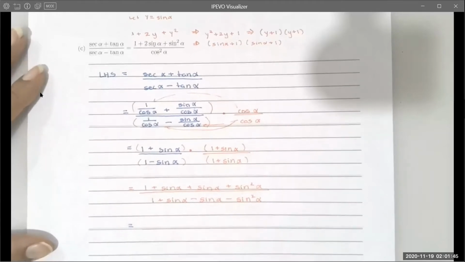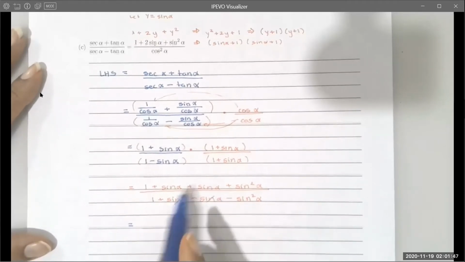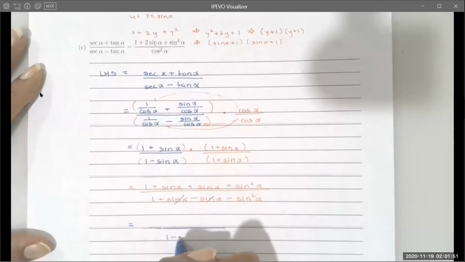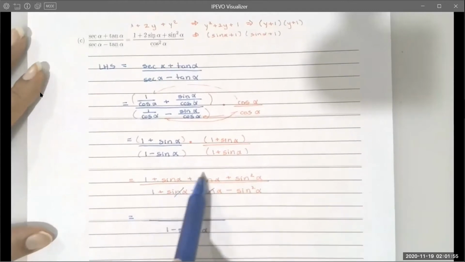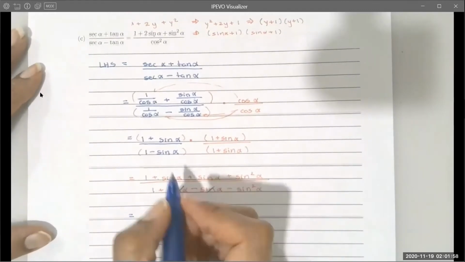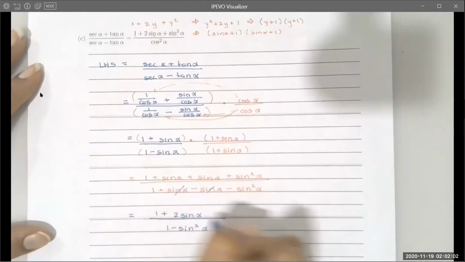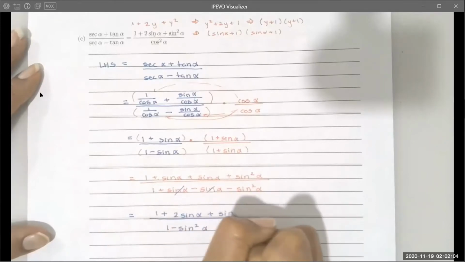But these are going to cancel each other out. In the denominator, we'll just end up with 1 minus sine squared alpha. In the numerator, these two are going to combine, and we're going to have 1 plus 2 sine alpha plus sine squared alpha.